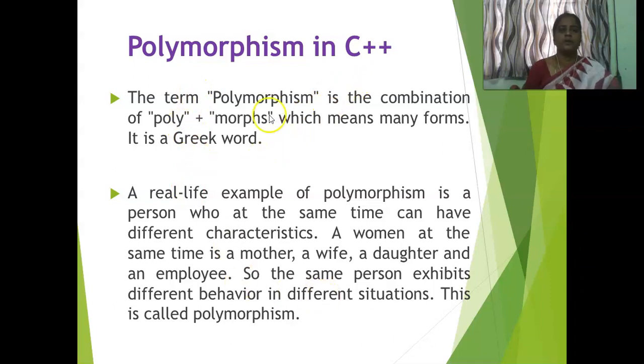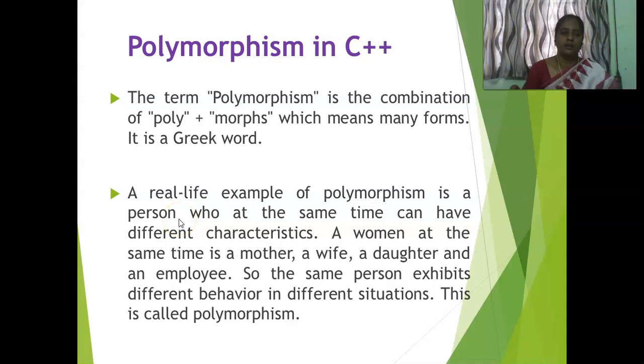Polymorphism. What is polymorphism? The term polymorphism is the combination of poly and morphism, which means it takes many forms. It is from the Greek word. Poly means many, morph means form. So polymorphism means it takes different forms.